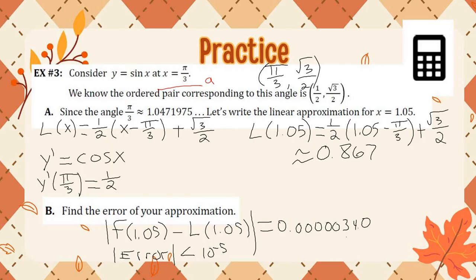So basically I can just use my zeros to say my error had to be less than that at least, which is a pretty accurate number, yeah? What questions do you have about that?